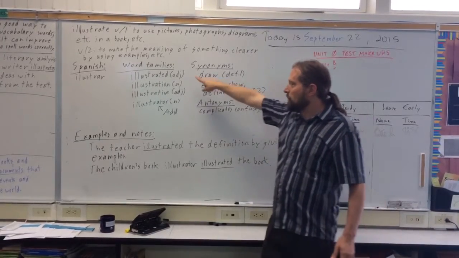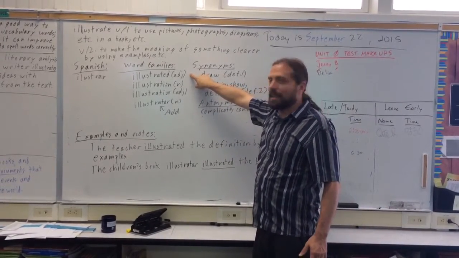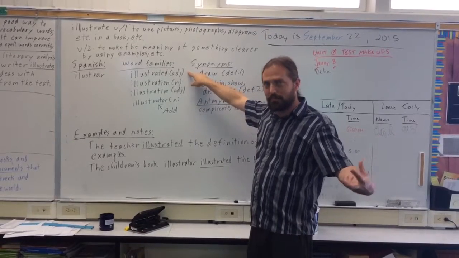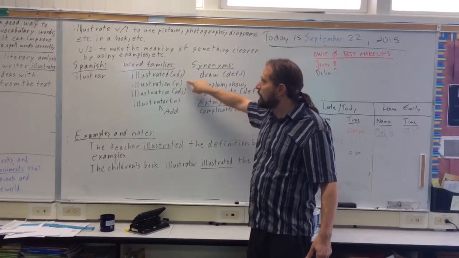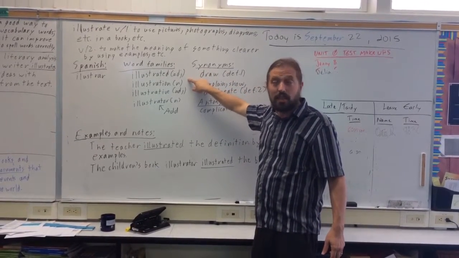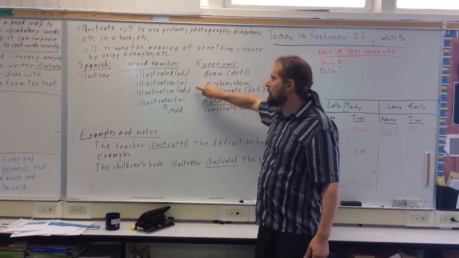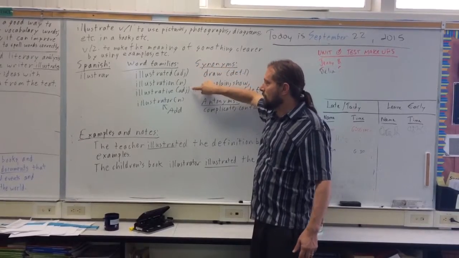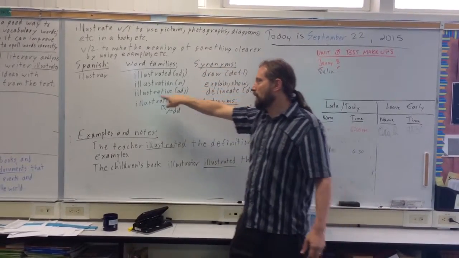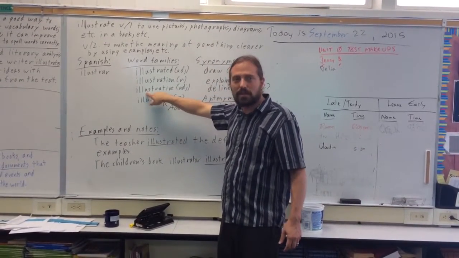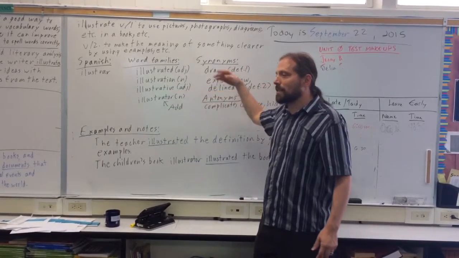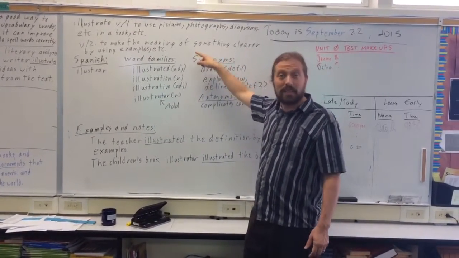And word families: illustrated as an adjective, we could say it's an illustrated book. Illustration is one picture. And illustrative, okay, illustrative has to do with meaning too. If something is illustrative, and the stress is on that syllable, illustrative, that means it's something that explains.